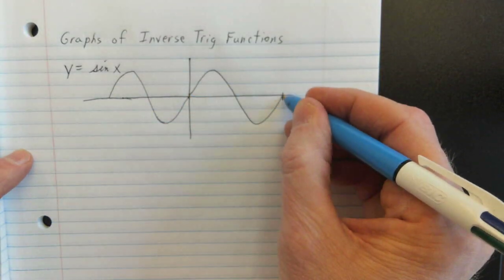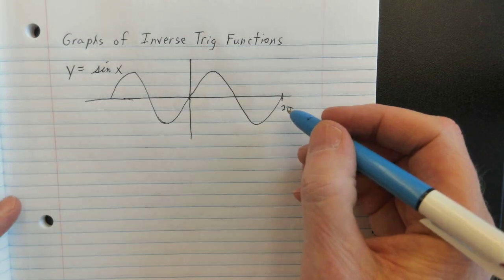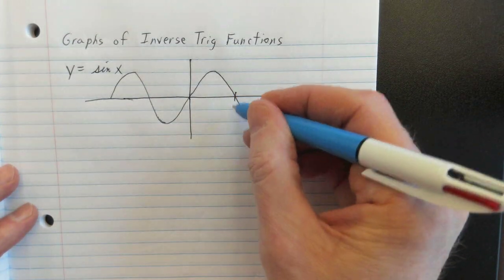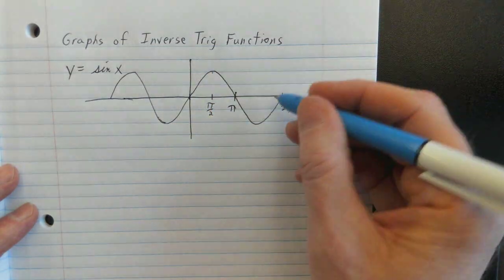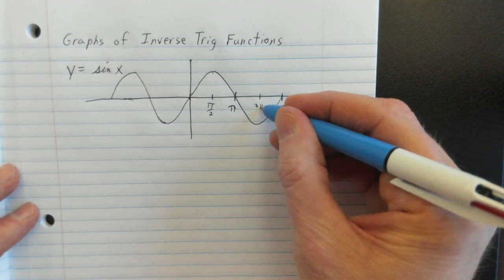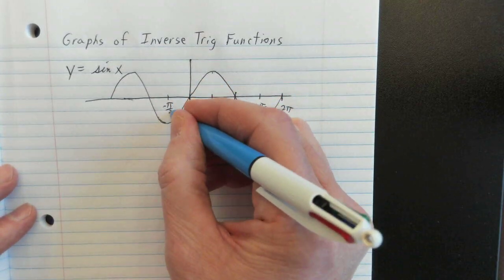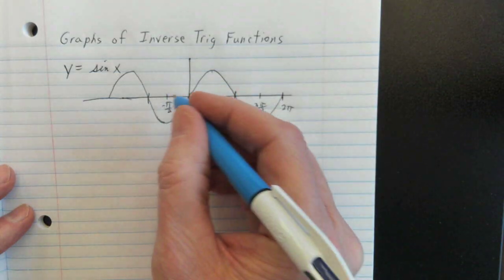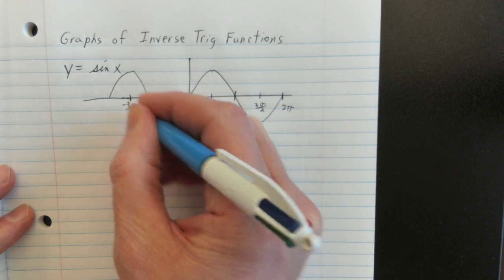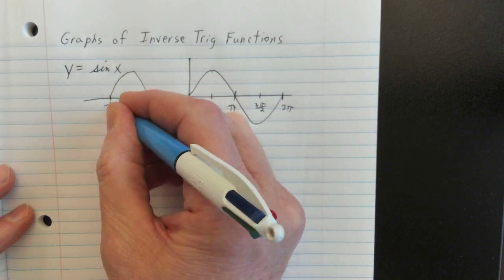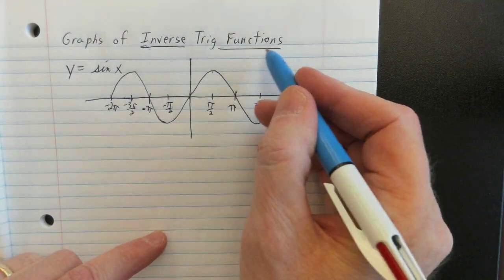And this is just the parent trig function for sine. The period is 2 pi. Here is pi, this is pi over 2 at that peak, and 3 pi over 2 at that low spot. Then negative pi over 2, negative pi, negative 3 pi over 2, and negative 2 pi. All right, so we're talking about inverse trig functions.